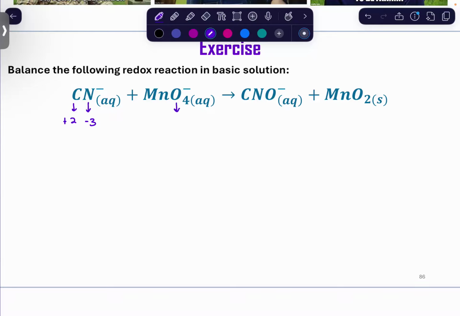Permanganate. Oxygens are a -2. 4 of them is a total charge of -8, which means that the manganese has to be a +7. The CNO ion. So oxygens are a -2. Nitrogens are a -3. I have a -2, -3, which is a -5. Carbon is going to have to be a +4 because +4 -3 -2 leaves a -1.